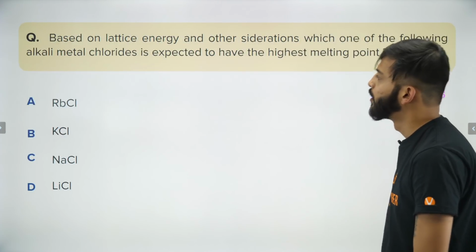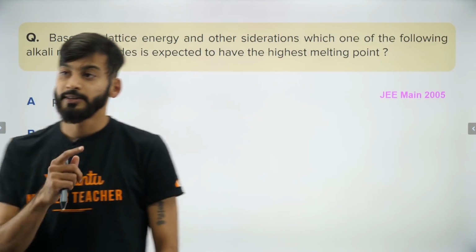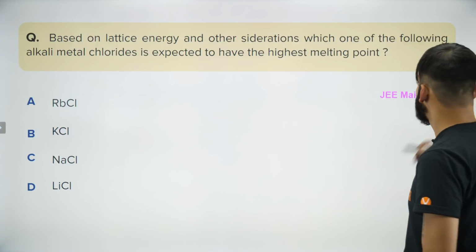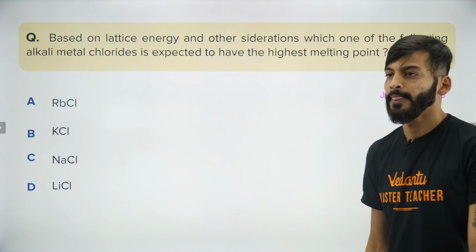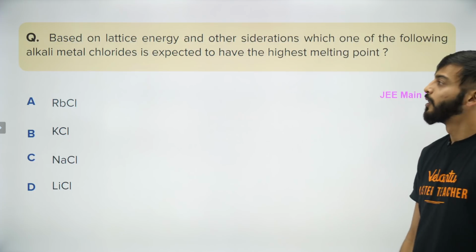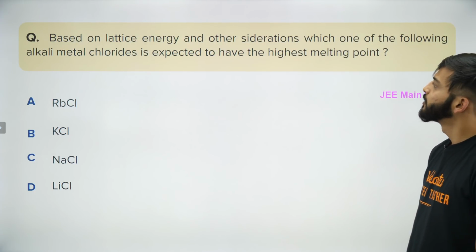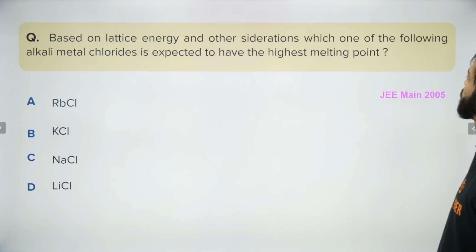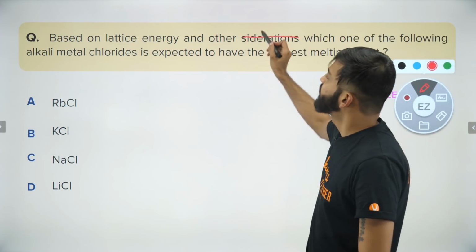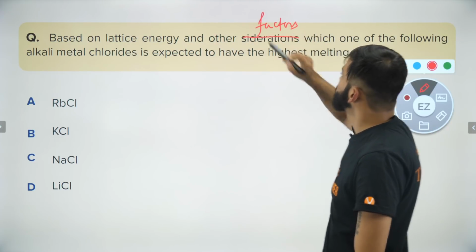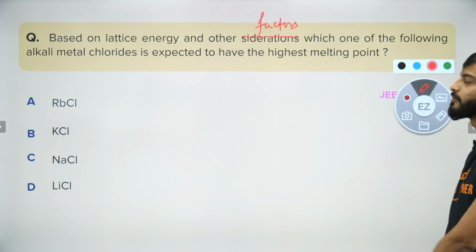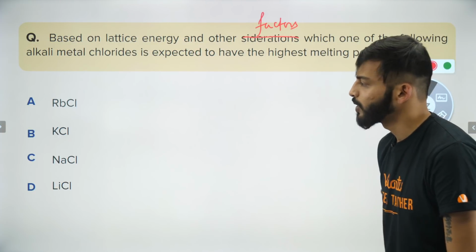Moving on. बहुत प्यारा सवाल है. यहाँ पर बच्चा गलती कर सकता है. Please read the question. This question came in 2005. Please check this out. Based on the lattice energy and other factors, which one of the following alkali metal chloride is expected to have the highest melting point? Can anyone tell me क्या आंसर होगा?